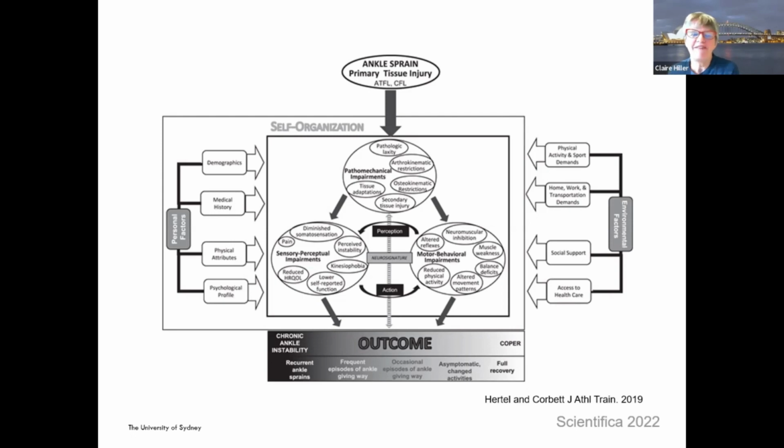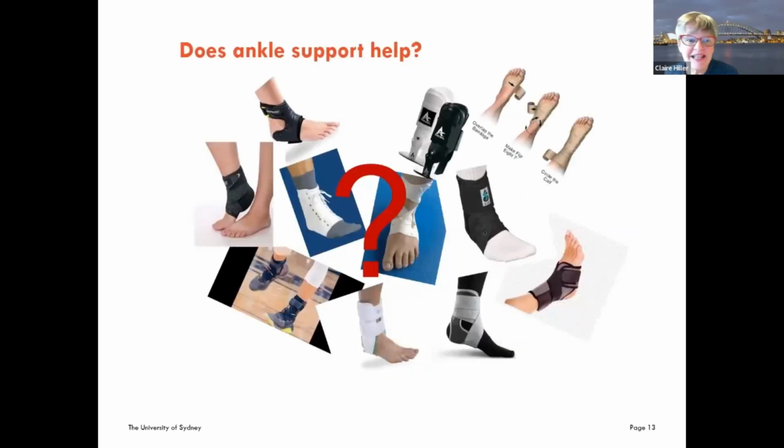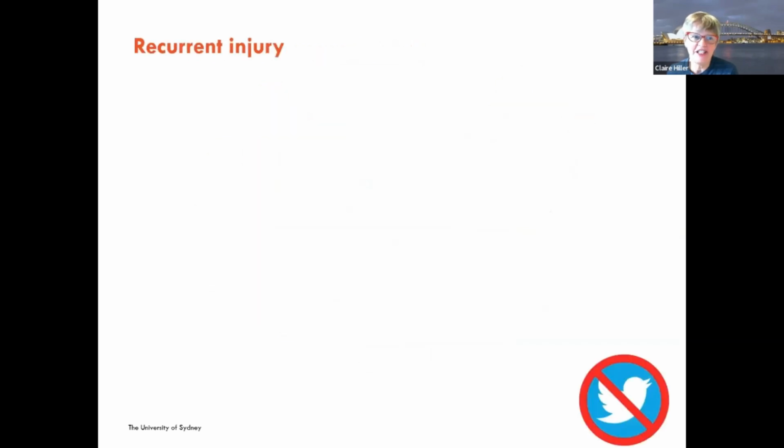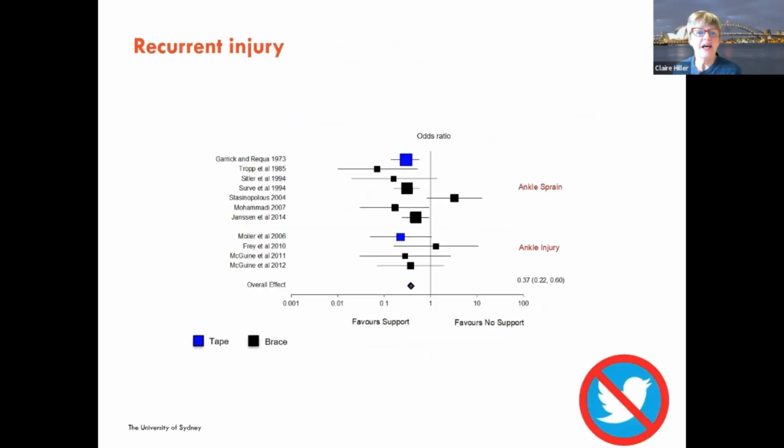Now, I wanted to have a quick thing about braces, because often we use taping and bracing to help prevent recurrent injury. In a systematic review that we've done here, which is about prevention of recurrent injury, you can see that whether you use a tape or a brace, and whether you use ankle sprain directly or ankle injury, which is mostly ankle sprains, they are really effective at preventing injury. So they're definitely something that you should be considering using with your patients.